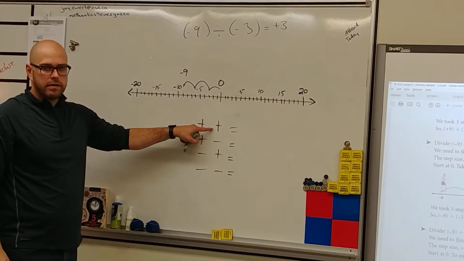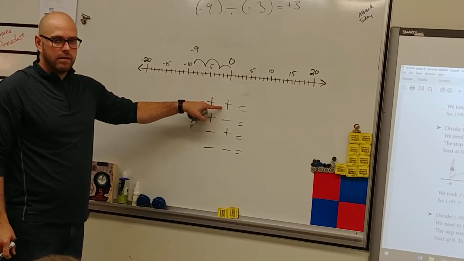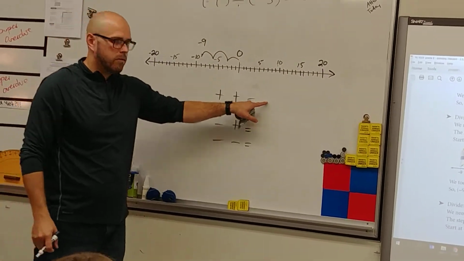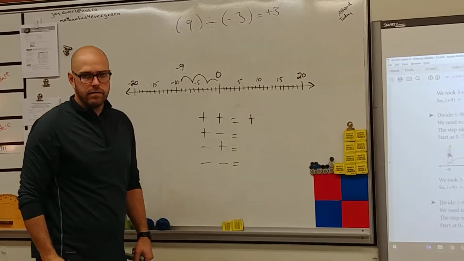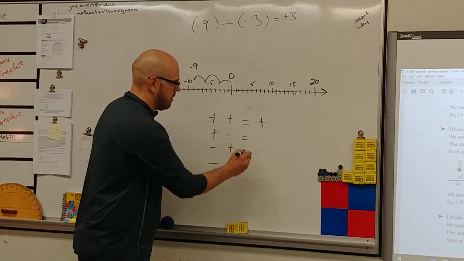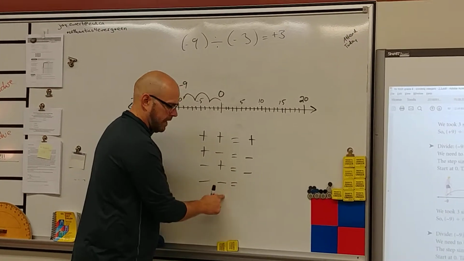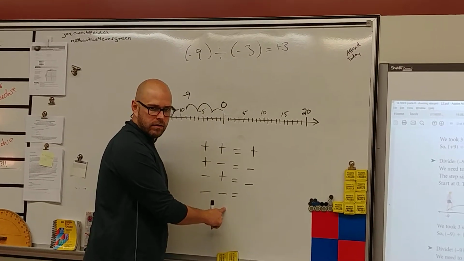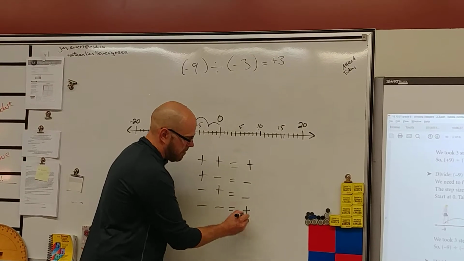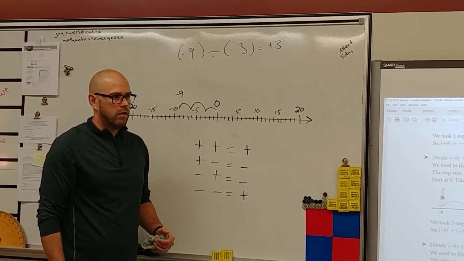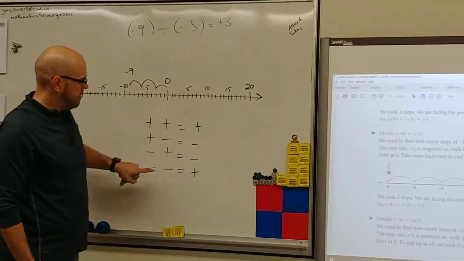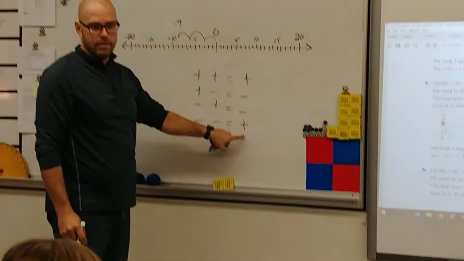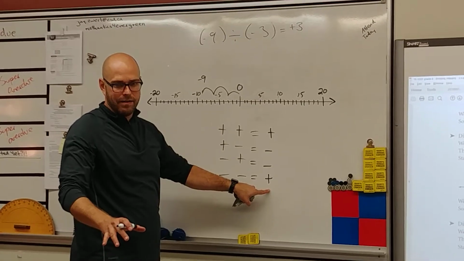If I multiply positive and positive, what should I get? Positive. If I multiply positive with a negative, is it going up or down? It's going to be a negative. Negative times a negative is, you knew this from before. Well, guess what? Negative divided by a negative.